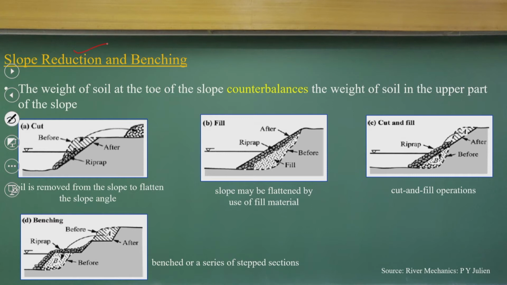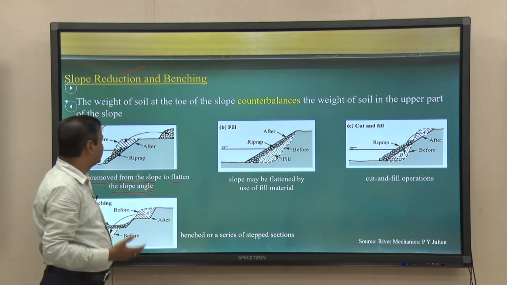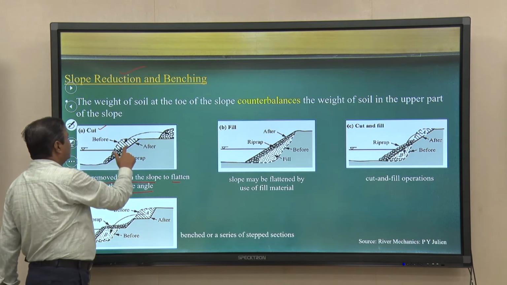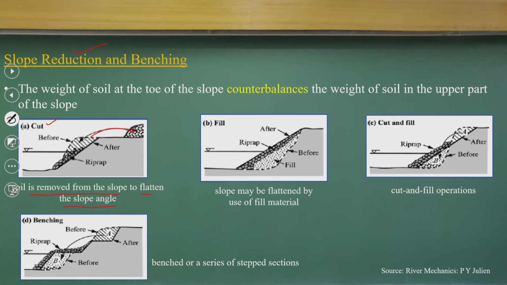For example, the soil is removed from the slope to flatten the slope angles. Basically, you try to make a slope reduction method. The bank slope you want to reduce, so what do you do? You just cut these materials and fill them here. This is the earlier bank. After cutting, you reduce the slope. You cut this bank material and dump it here, and you put the stone riprap or the Gaussian matrix on this. So that is what the cut is, a very simple thing.